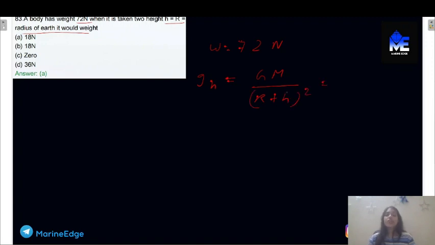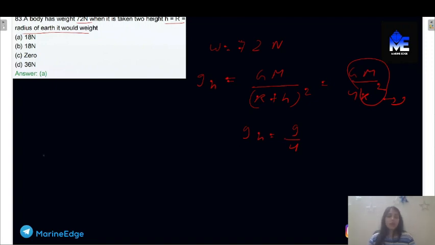Now, what is the value of h here? Here h is equal to r. So GM upon 4r square will be the value. Now this is the same value G, correct? So now g at height h, or gravity at height h, will be g upon 4, correct?